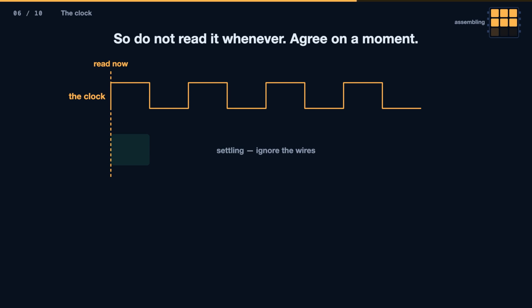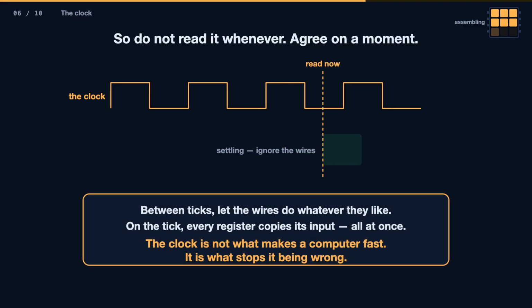The fix is not to go faster. The fix is to agree on a moment. That is all a clock is. Between ticks, the wires can do whatever they like, because nobody is looking at them. On the tick, every register copies its input at the same instant, so the clock is not what makes a computer fast, it is what stops it being wrong.